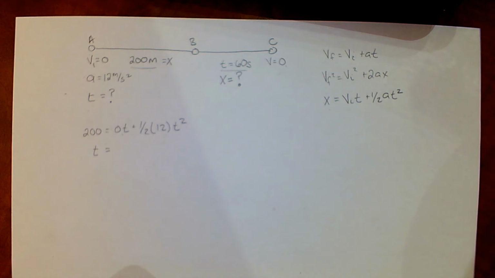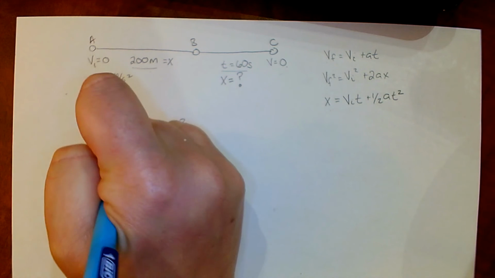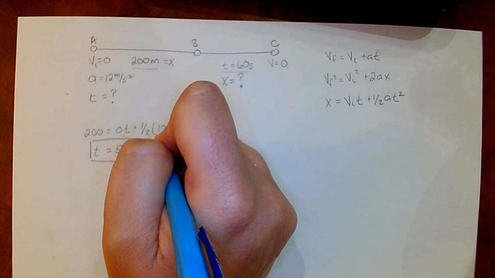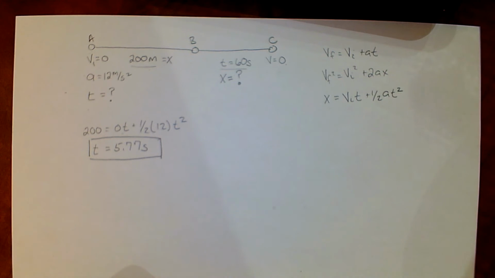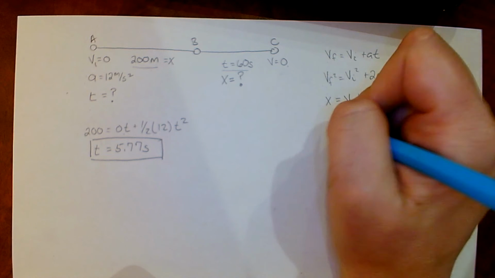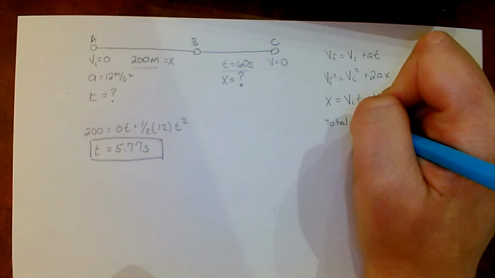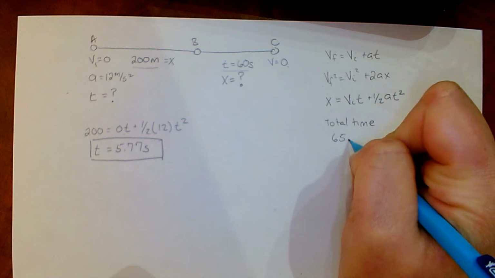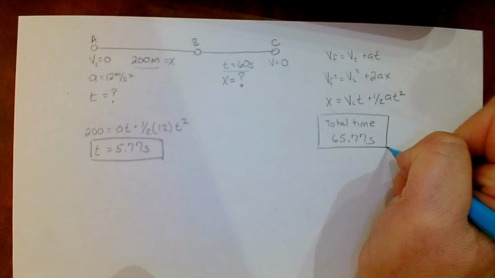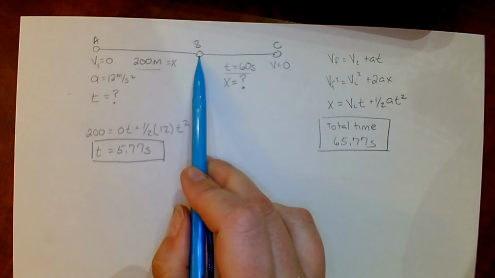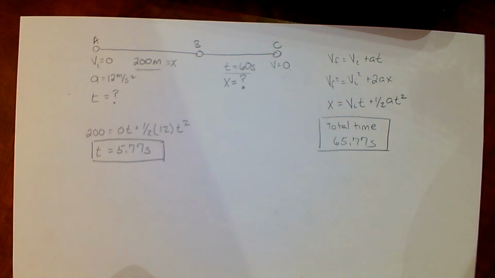Solve for t. I recommend you doing that yourself. I got 5.77 seconds. Okay, so that's the time from A to B. If we add that to the 60, so the total time is 65.77 seconds. That's one of our answers. And now we need the distance. I need the distance from B to C so I can add it to the 200.